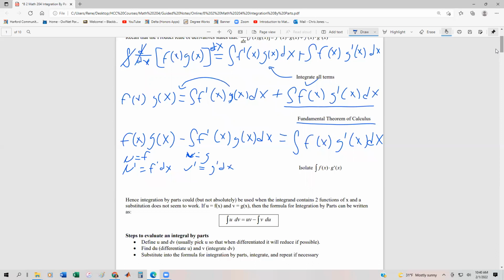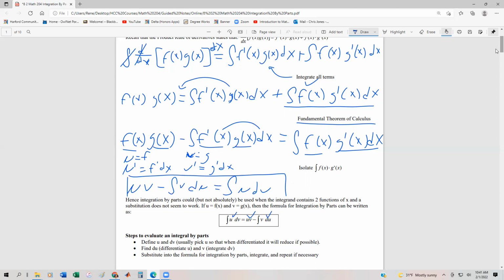And so if I substitute that back into the formula, I'm going to get uv minus the integral of v du, where du is f prime dx and we know that g is v. And then on the right-hand side, that's going to be the integral of u dv. That's precisely the formula for integration by parts: the integral of u dv equals uv minus the integral of v du. So we just took a few moments to derive the integration by parts formula, which is important because we need to know where it comes from.